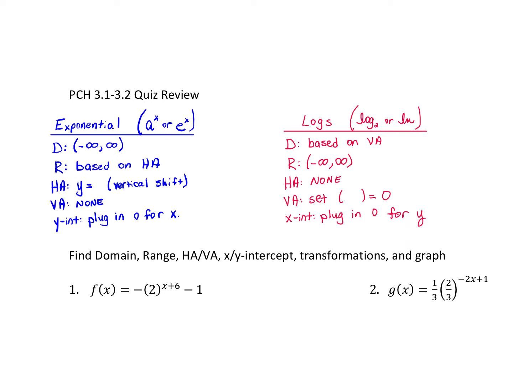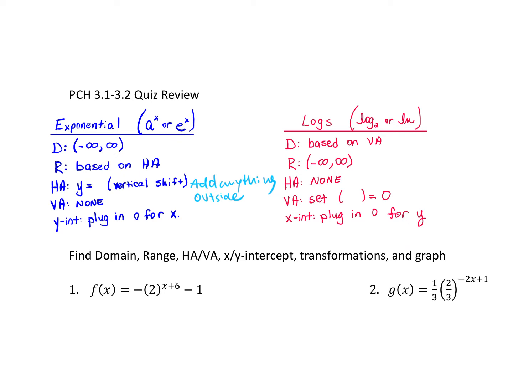The range is based off the horizontal asymptote, and that is if we have a vertical shift. So if we add anything to the outside, so we have a vertical shift if we add anything on the outside, and whatever that number is, that'll be our horizontal asymptote. We don't have a vertical asymptote because we're either going to have one or the other. So if we have a horizontal asymptote, we don't have a vertical one. And then to find the y-intercept, we plug in 0 for x.